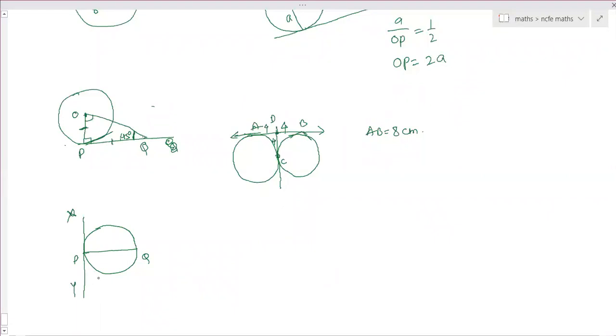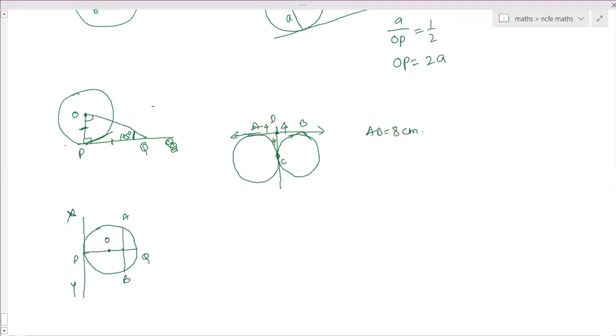XY is drawn to the circle. Length of chord AB parallel to XY. Here or here, anywhere. So this is center O. This is AB, which is parallel to XY, and at a distance of 8 centimeter from P. 8 centimeter, that means it should be here.